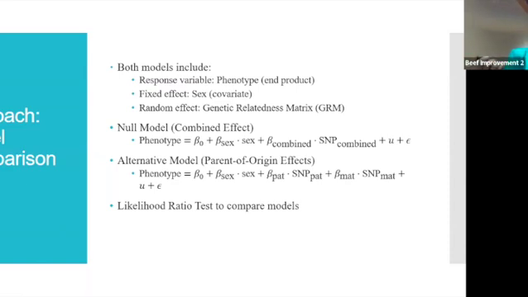Versus my alternate model, which I am labeling as parent-of-origin effects, which I'll say why here in a second. This is a type of model you'll see in those papers more often. But I modeled them separately. So we got a SNP paternal, SNP maternal, and each of their effects. And so then I compared the 2 models to see, okay, is the null model better than the alternative model? Or if it's not, where are the differences in the alternative model?